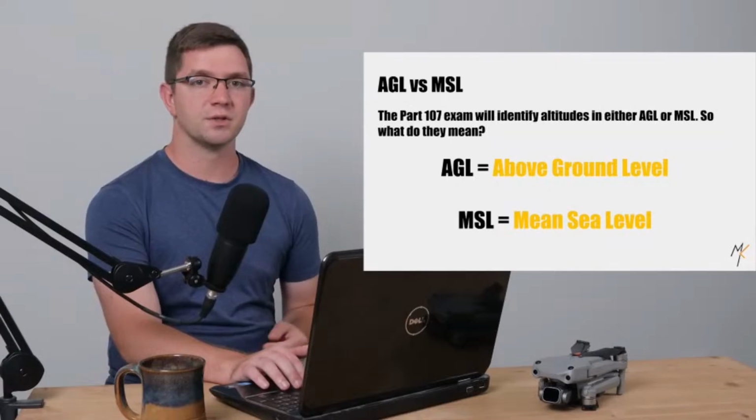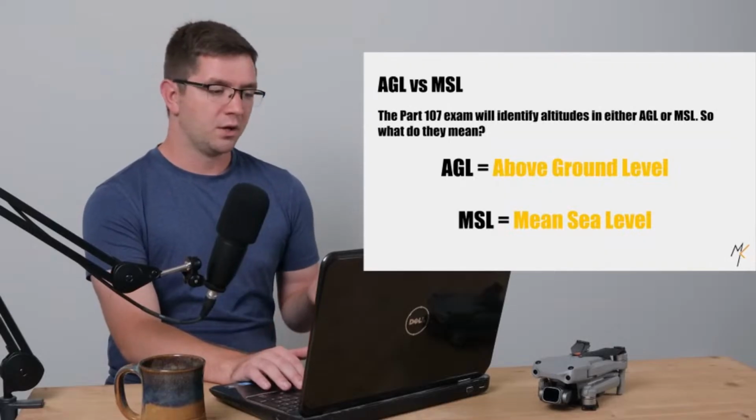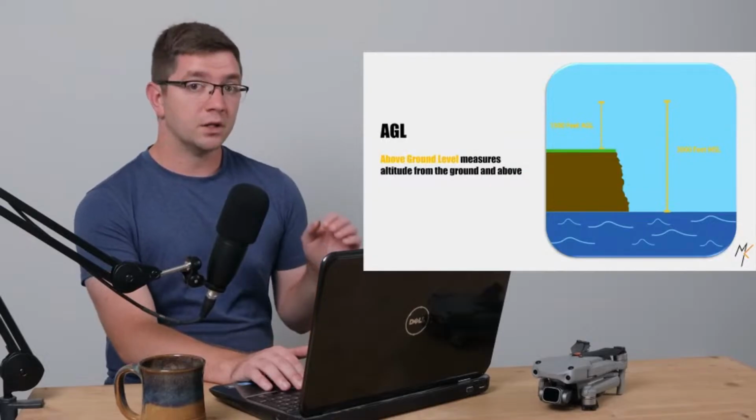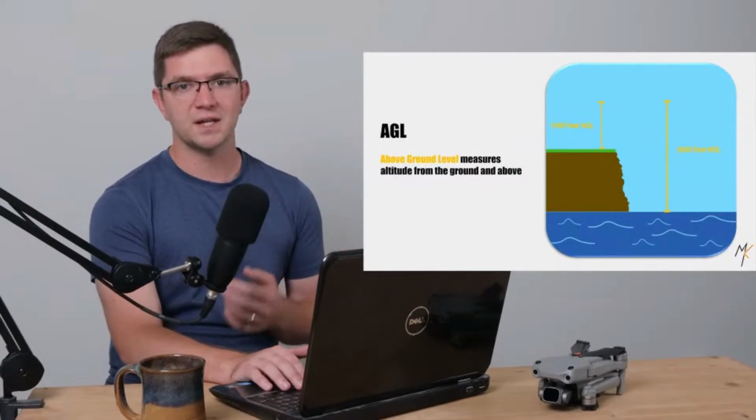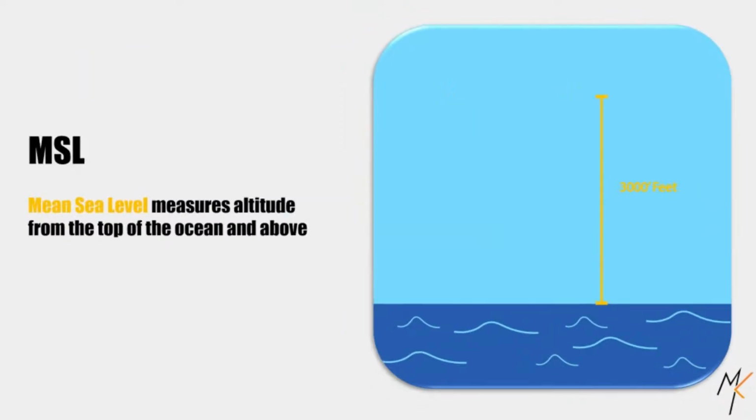There is also another acronym used to reference altitude known as MSL, or mean sea level. So, what's the difference? Above ground level means that we are measuring the altitude from the ground itself. And mean sea level means that we are measuring the altitude from the top of the ocean, which is also referenced as the true altitude.